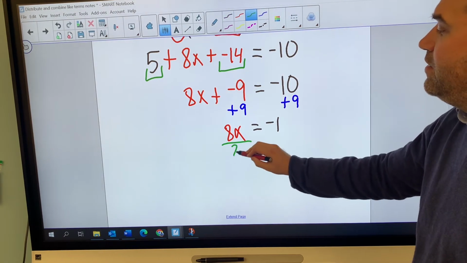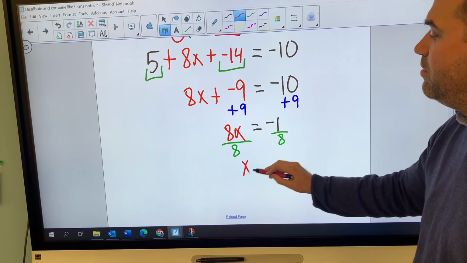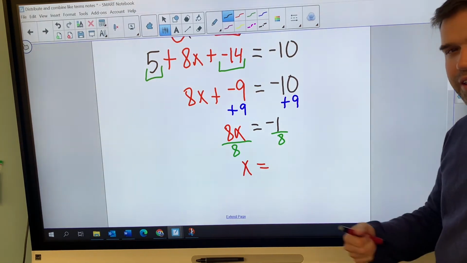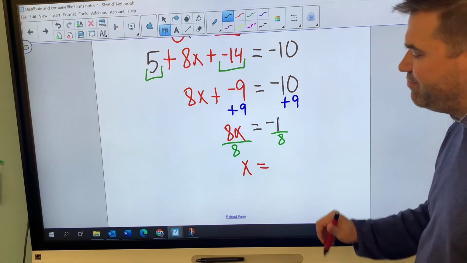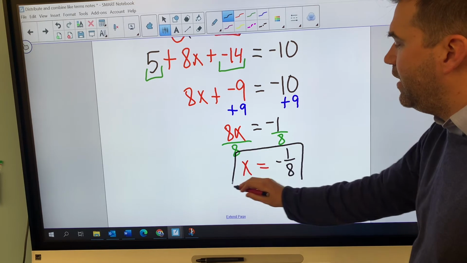Dividing by 8 on both sides of the equal sign leaves me with x equals, and here, if we want to pull out a calculator and get that decimal, we can. For me, I'm just going to leave it as -1/8 and call that a day.